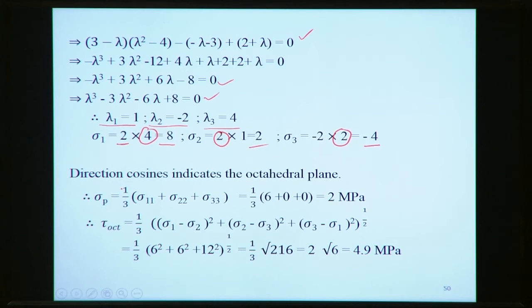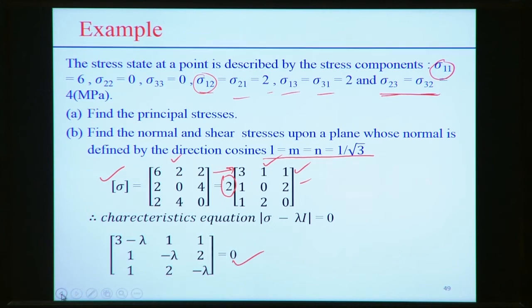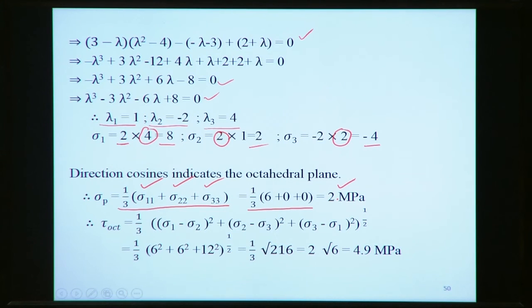Within the octahedral plane, this is the expression of the normal stress value, that is the average value, and we can find that with respect to the 1, 2, 3 axes it is 2 megapascal. We can find this from the matrix here: we use the sum of the diagonal of the original matrix, which is 2 megapascal. But the same thing can also be calculated by looking at the principal stress values, sigma 1 plus sigma 2 plus sigma 3. We can find the same value.